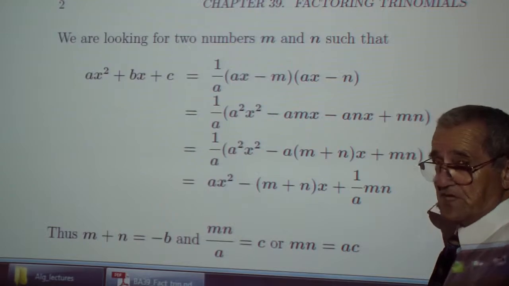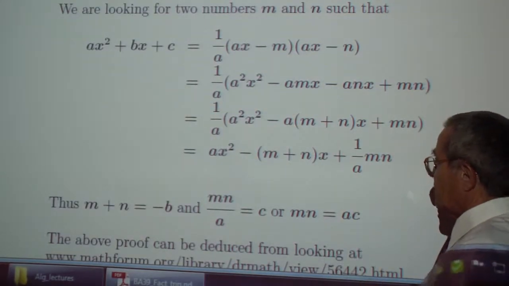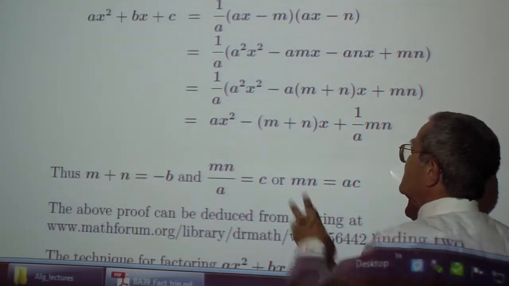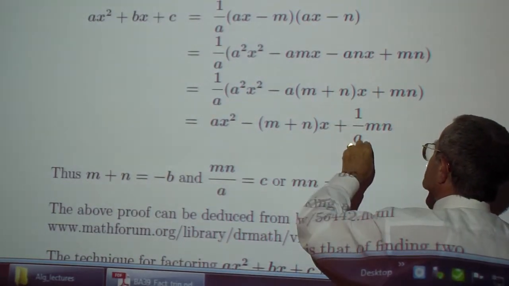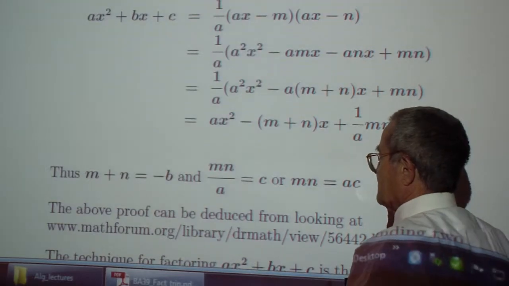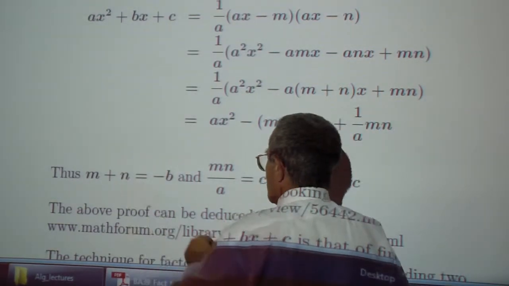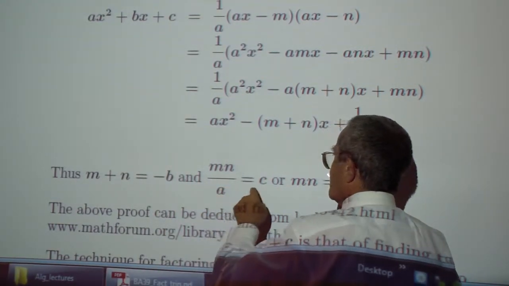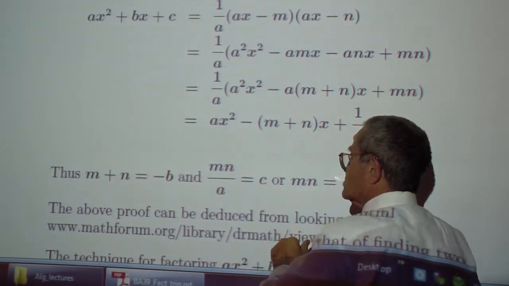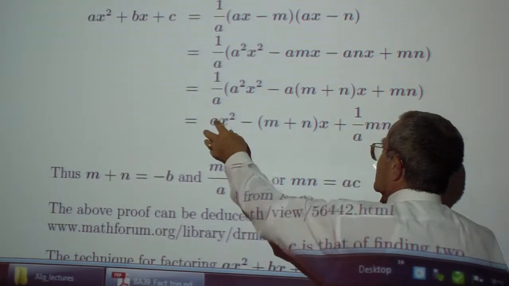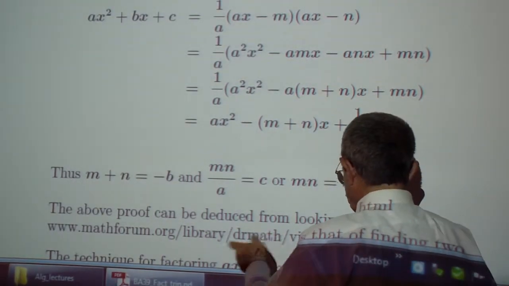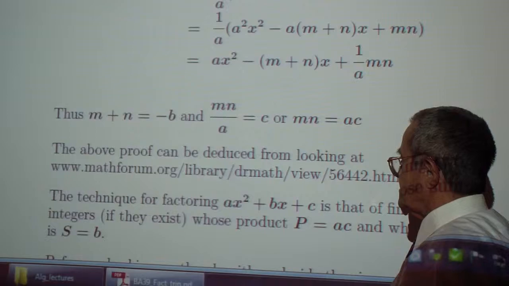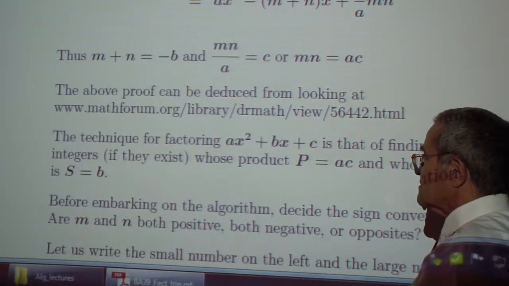And this is from the internet. Okay, I didn't do that on my own. So I get this in the form of ax squared minus (m plus n)x plus 1 over a times mn. So negative b is m plus n, and mn over a is equal to the number c. Ax squared plus bx plus c. The above proof is derived from, and you can look at the site here.